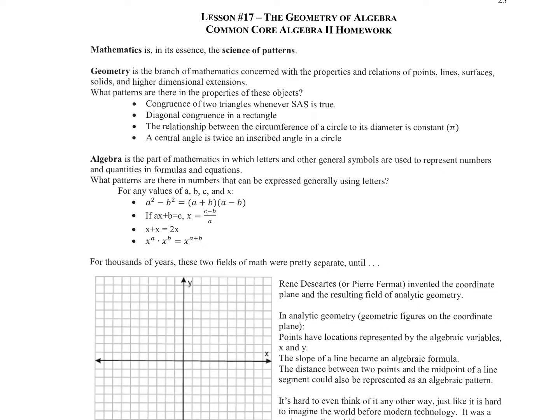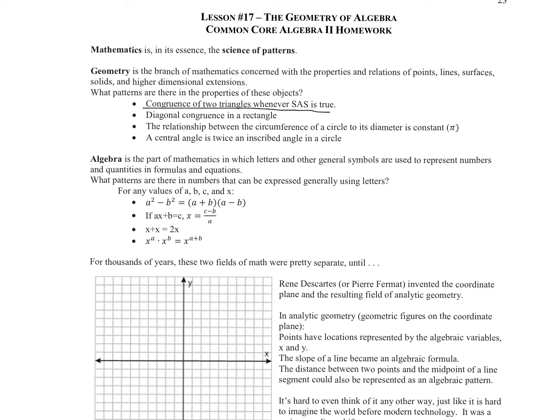in these two areas. Some of the questions or some of the patterns we find in geometry are congruence of triangles whenever side angle side is true. So you don't need to know every side and every angle. If you know a side, an angle, and a side of the two shapes are congruent, then basically you know those two triangles are congruent. A couple other ones you can read through: diagonal congruence in a rectangle, the relationship between the circumference of a circle and its diameter is constant, that's pi, and a central angle is twice an inscribed angle in a circle. So I just picked a couple of these different patterns we see in geometry.